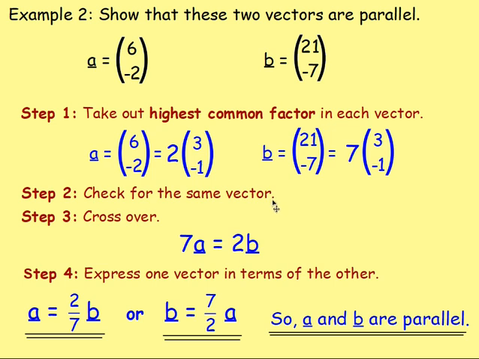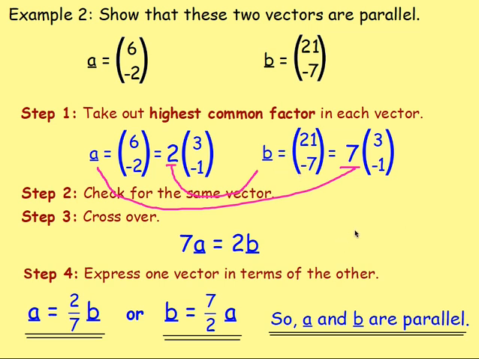Because we've got the same vector, it means you can write one vector in terms of the other, and to do that, you want to use this crossover method. So you would have the 7 with the vector A, and you'd have the 2 with vector B. So you can say that 7A equals 2B.